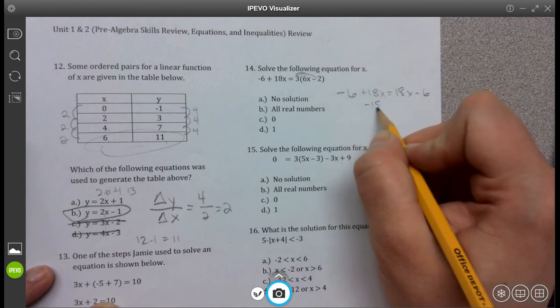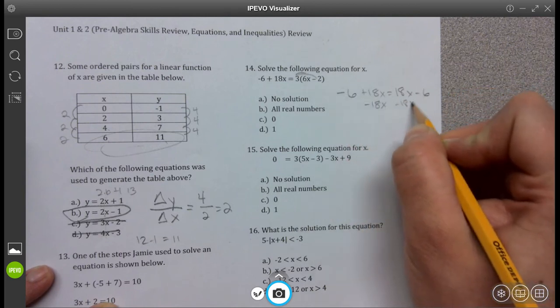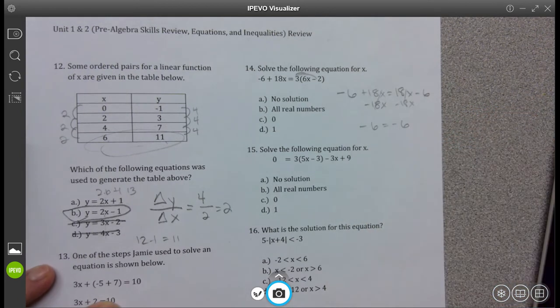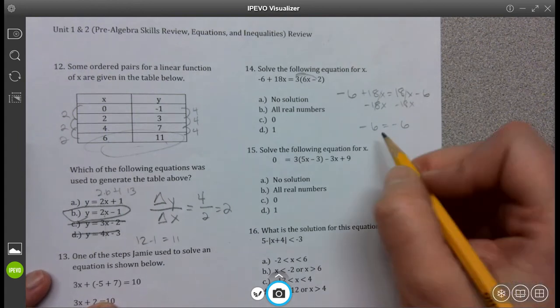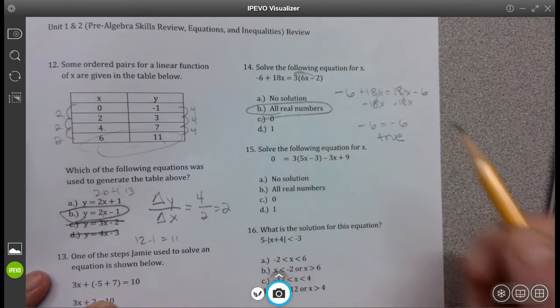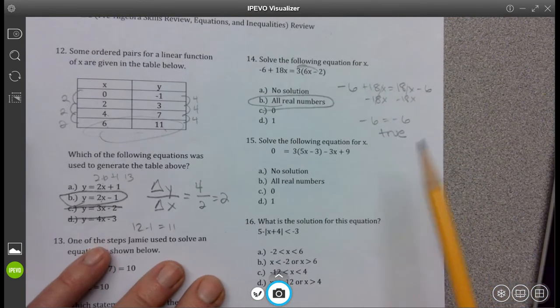We always deal with the variables first, not the numbers. These will cancel and we're left with negative 6 equals negative 6. It's easier for us to see. Okay, is that true? Yeah, that's a true statement. Because it's a true statement, your solution is all real numbers. If it was no solution, it would be false.